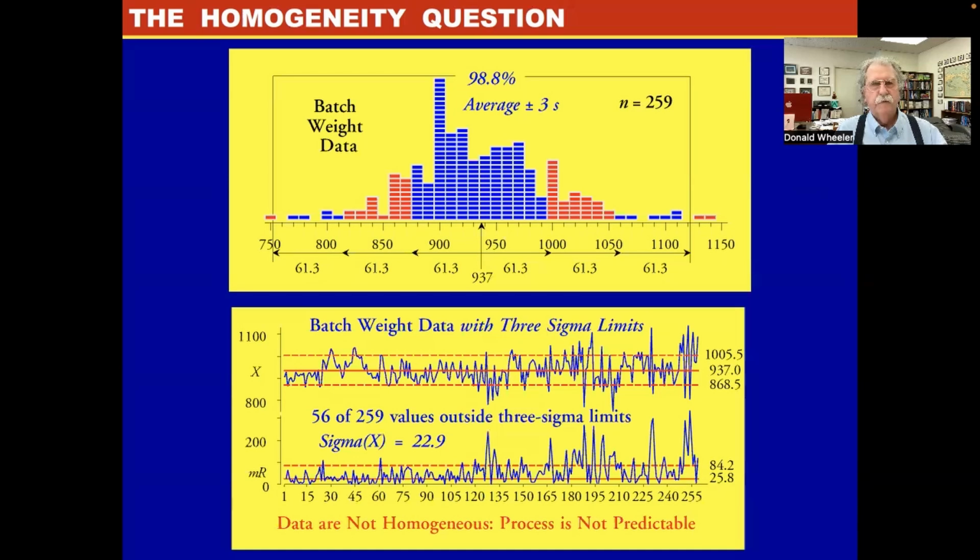The batch weight data. The standard deviation statistic was 61.3, and we had 99% within 3 standard deviations of the average. But sigma of x is 22.9. And so our 3 sigma limits have 56 out of 259 values outside the limits. These data are not homogeneous, so we judge the underlying process is not being operated predictably.